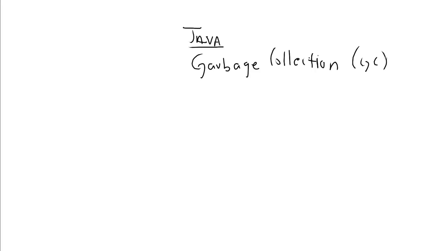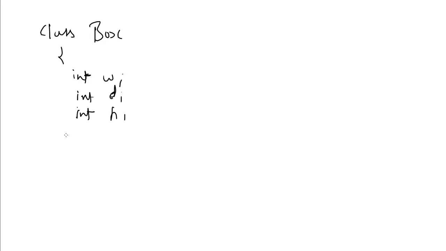Okay, let's start writing the program for that and then we'll try to understand it. Assume that we have a class called Box, which has some variables. What kind of variables are they? They are instance variables: int l, int b, int h. There are three variables.